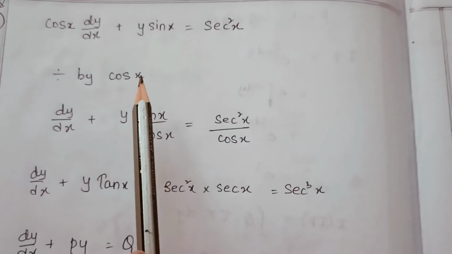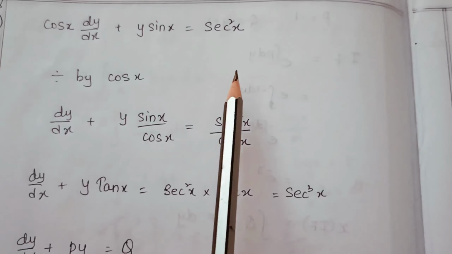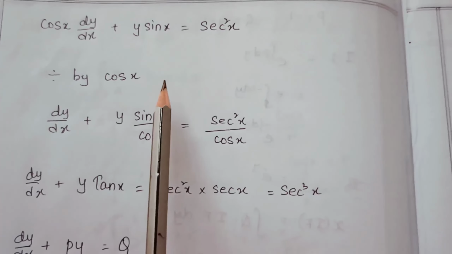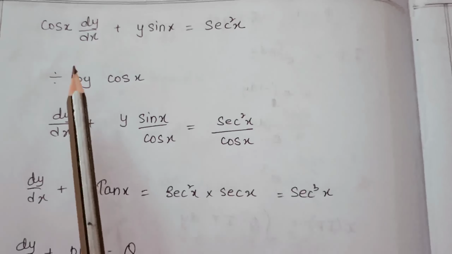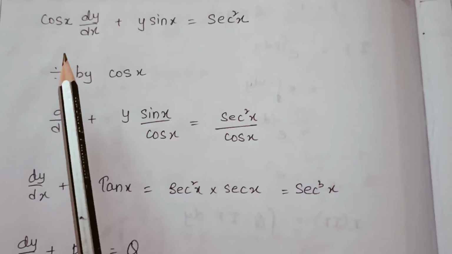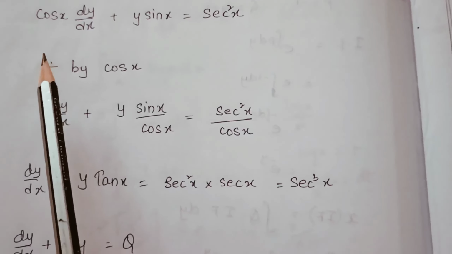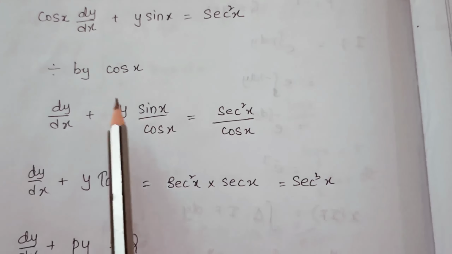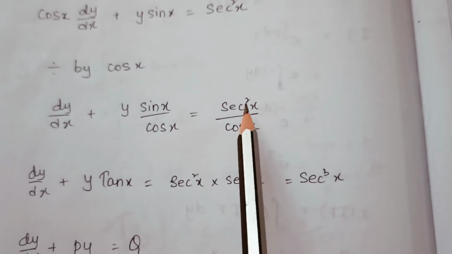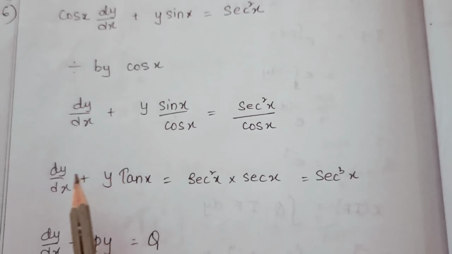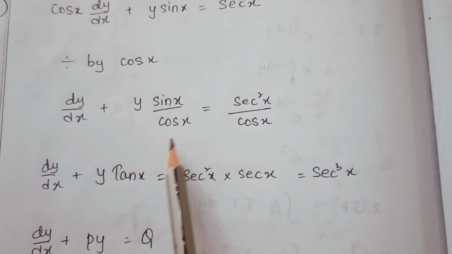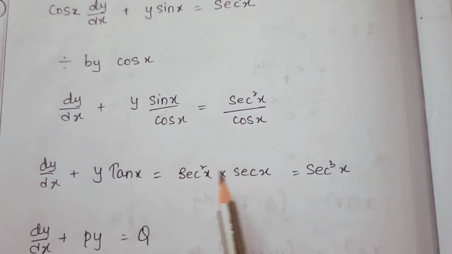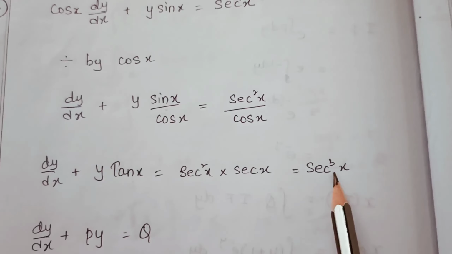Question number 6: cos x dy by dx plus y sin x is equals to secant square x. Here y term is coming one time, it means it is linear in y. First we want only dy by dx, so remove cos x first. For removing this, we have to divide the whole equation by cos x. Cos x by cos x is 1, so you get dy by dx plus y sin x by cos x is equals to secant square x by cos x. Sin by cos is nothing but tan, so dy by dx plus y tan x is equals to secant square x into 1 by cos x, which is nothing but secant x. Bases are same, powers should be added, you will get secant cube x.